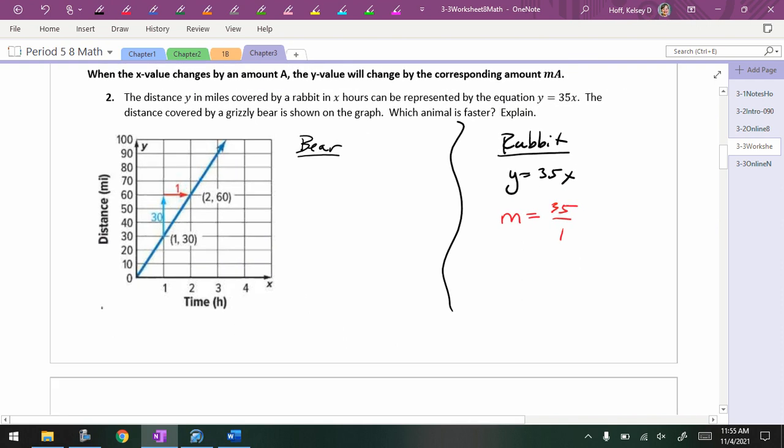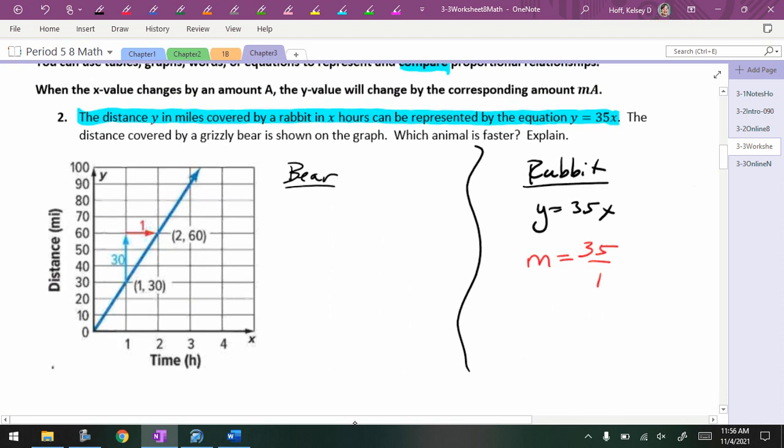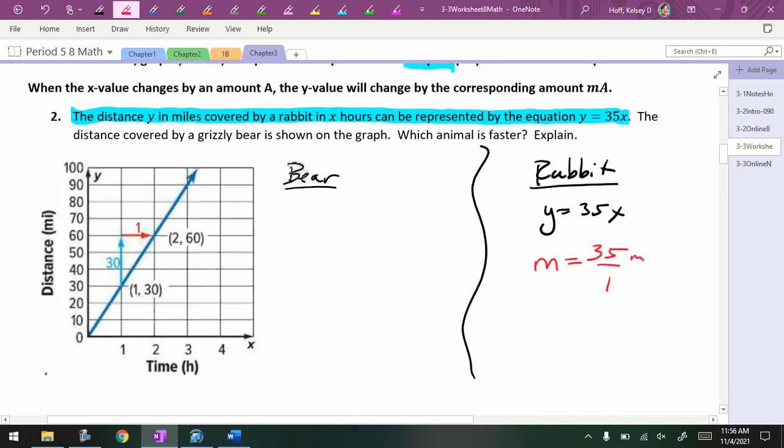Slope is always y on top. In this sentence, what do they tell us y is? Kind of get labels. What is the label of your y's? Distance in miles. The 1 is on the bottom, which is your x. Our x label is hours. So that rabbit moves at 35 miles per hour.